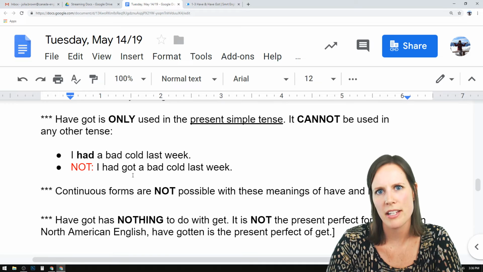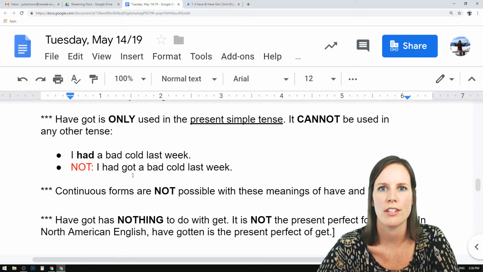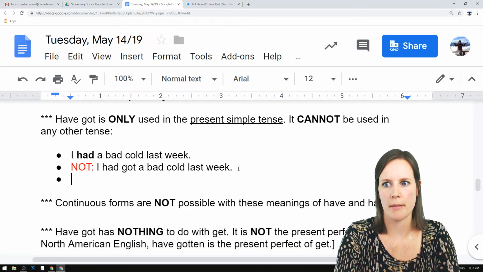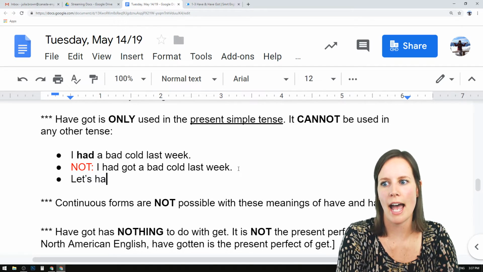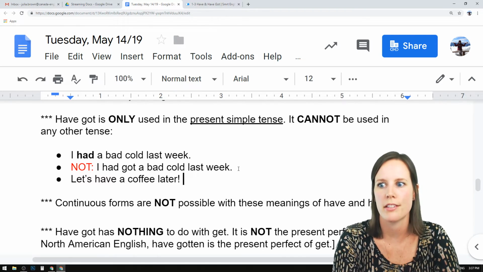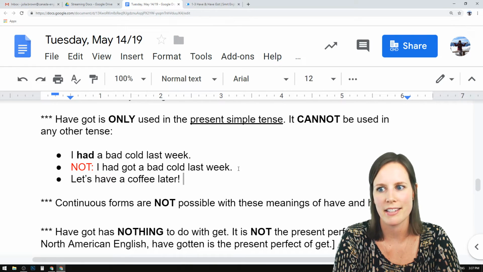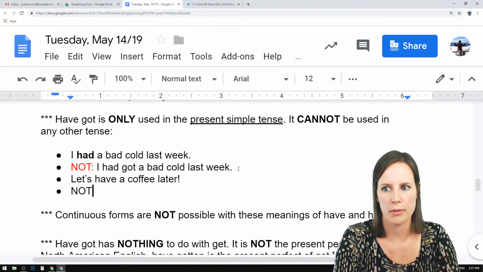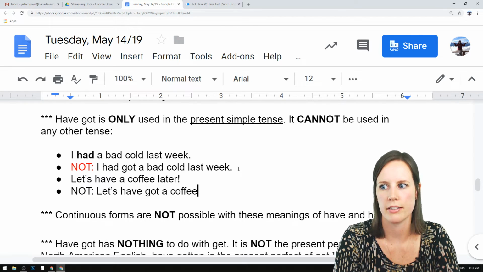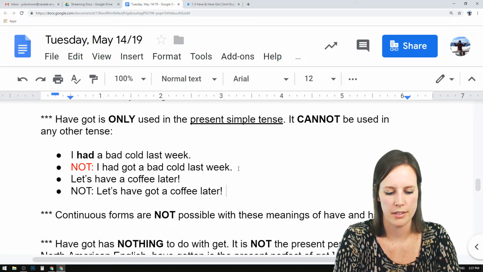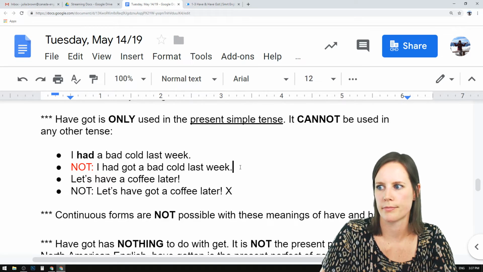And another example is for making suggestions for socializing, like, for example, let's have a coffee later. Okay, this is a suggestion for a meeting, but we would not use have got in this case. All right, so I can put that in not, let's have got a coffee later. This is not correct. Not correct.